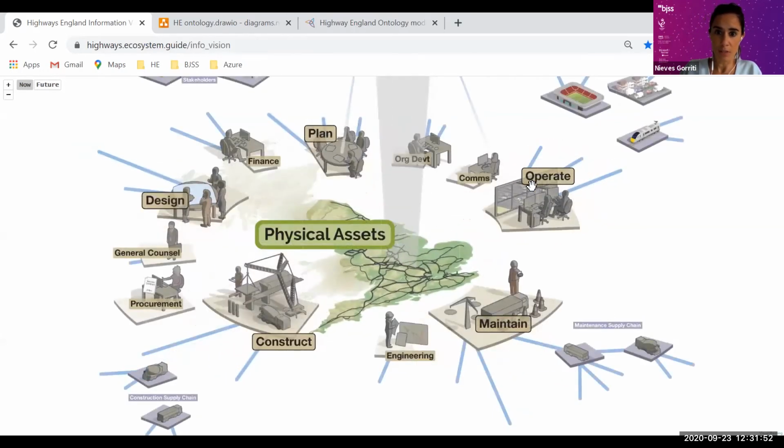So what we've done is we focused on the first five big business areas, which are operate, maintain, construct, design, and plan. We were four modelers, so we mainly split it, one business area per modeler, in the beginning. So, okay, we knew what to do. Now how do we do it? Imagine you have to do the construct business area: you need to understand how it works.